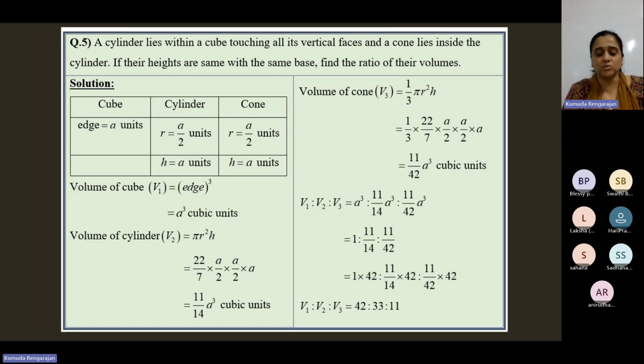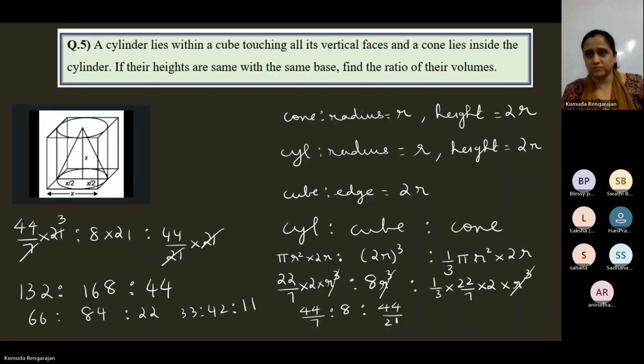The required ratio is 32 is to, no, forget that. The order is incorrect there. Then what order here? V1, I've taken cube first. We'll work this one. So the order, you should always do the order in which the solids are introduced in the question. If it is given, find the ratio of the volume of the cylinder to the cone, some different order is given, then you should use that order. If no order is mentioned, you should always find in the order the solids are introduced in the question.